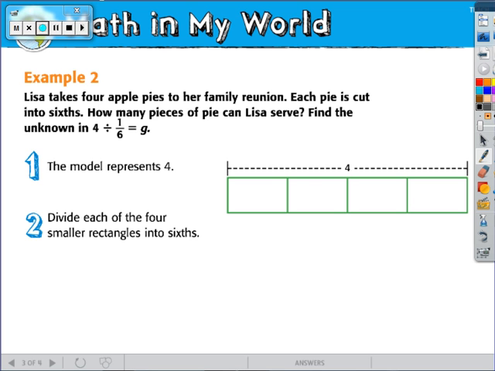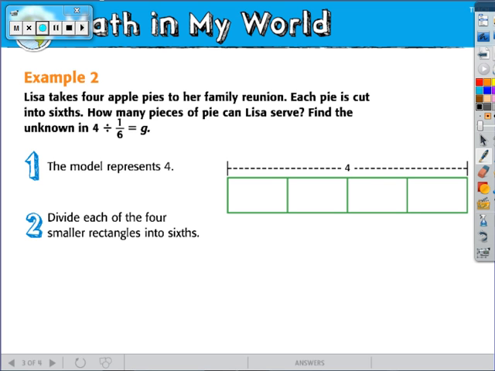So right now it says Lisa takes. Quickly, we'll wait for them to sharpen their pencils so you can hear me. We're done? Good. Okay.